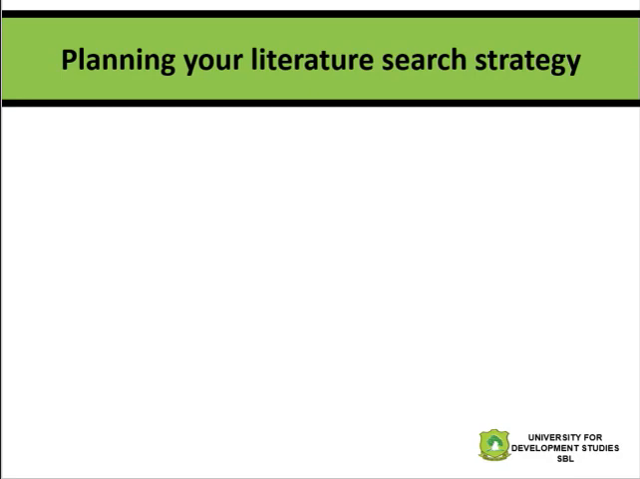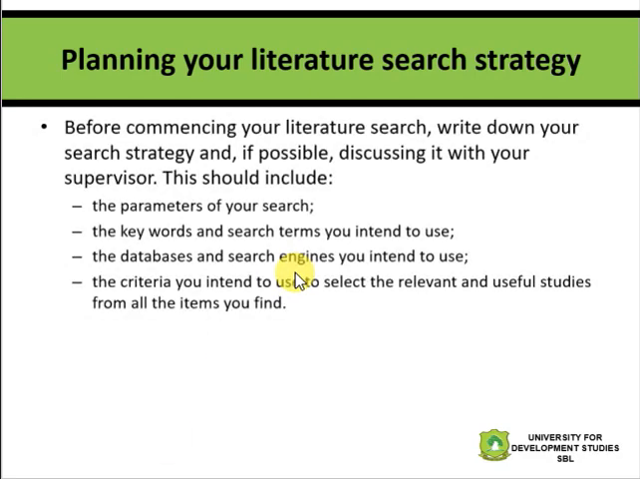And this should include a number of things, some of which are the parameters of your search. What are the things you are going to look out for? Which keywords are you going to consider? What are the search terms you intend to use? Which databases are you going to look at? Which search engines are you going to look at? Are you going to just look at Google Scholar, or are you going to look at InderScience as a database? You are going to look at Science Direct. There are many other databases that are around.